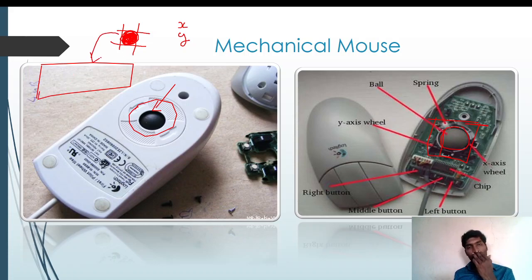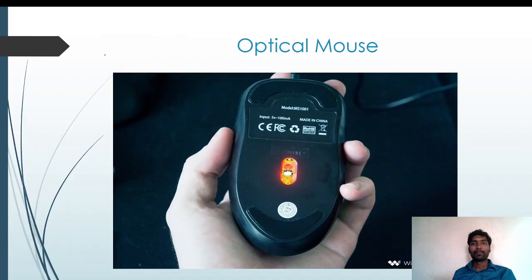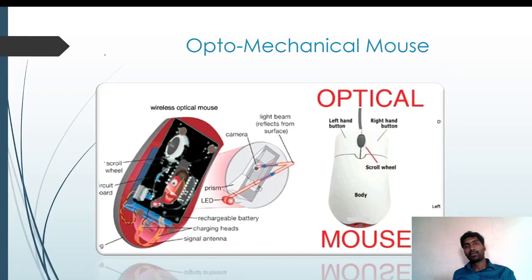This was the first type of mouse that was introduced. If you go 10 years back, we were mostly using this type of mouse, only this one having a ball. This mouse is called a mechanical mouse. The second type is the optical mouse. Now my dear students, there is another type of mouse, the optomechanical mouse.